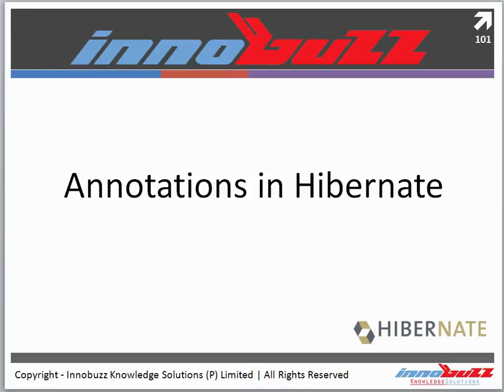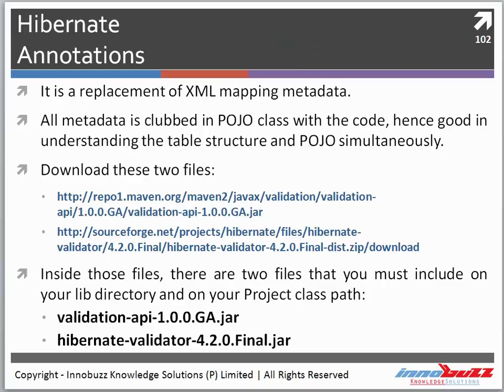Annotations in Hibernate. This is a different way to map entities on a Java application using Hibernate. This implementation uses JPA, or Java Persistence API, and also the Java annotations introduced in version 5. Hibernate will make persistent the entity defined with annotations. Before getting into the annotation definition, download these two files and include those files in your class path and lib folder.